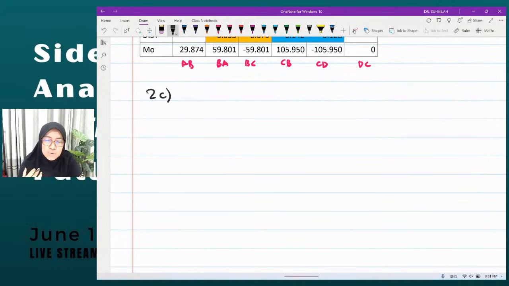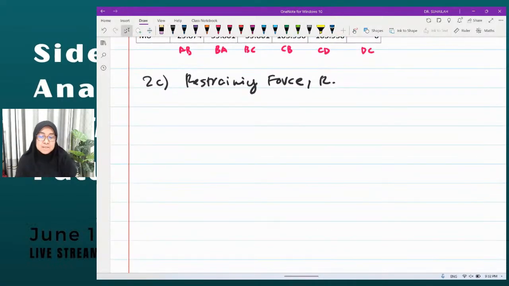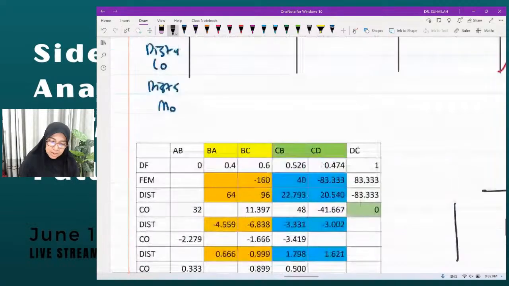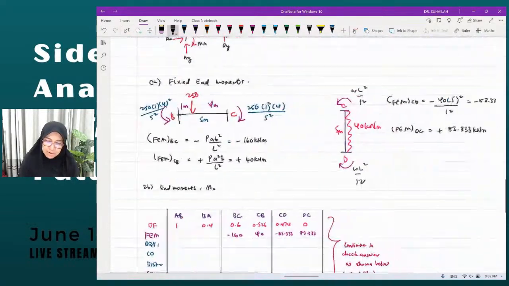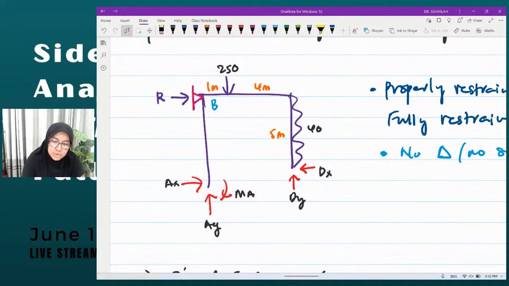In 2C, we are going to analyze the restraining force R. To analyze this, we have to refer to the diagram. We are going to determine the R value, and to determine it we need one relationship, one equation. We call this the shear equation.